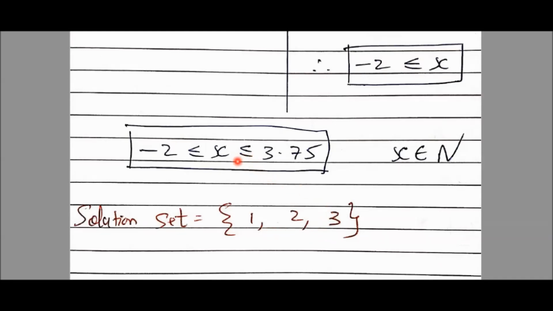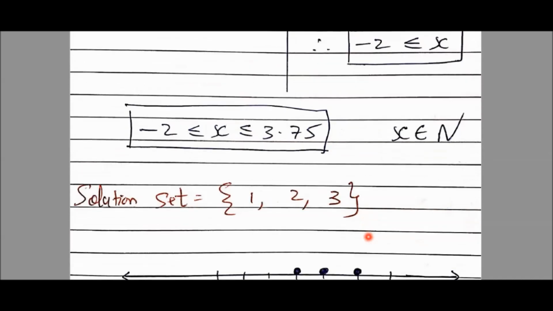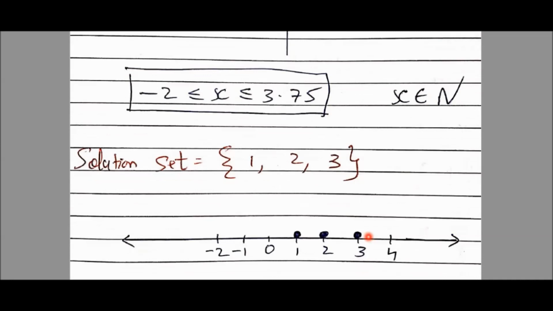See, I know here we have an equal to sign and it is equal to 3.75, but decimal numbers are never included in natural numbers. So this 0.75 will be rejected. So we'll just stop up till 3. So 1, 2, 3. And in natural numbers, we denote the numbers which are inclusive by a darkened circle. So 1 inclusive, 2 inclusive, 3 inclusive.